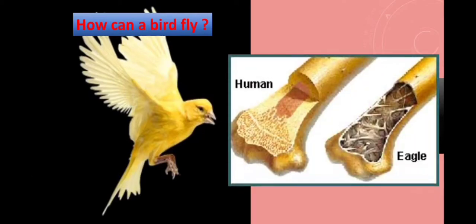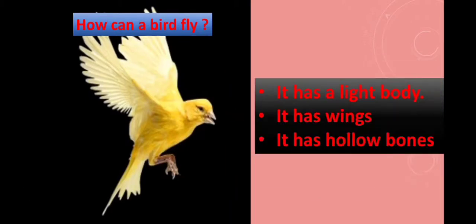Can you see these bones? This is a human bone and this is an eagle's bone. Look at this. Here the bone is not hollow, but the bird's bone is hollow or empty. So it is very light, not at all heavy. So birds have a very light body and they have two wings and they have hollow bones, so they can fly.